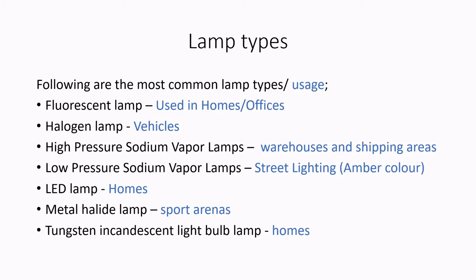And LED lamps, we all know, we use them in our homes. And metal halide lamps, these are the lamps we use in large sport arenas. Then we come to incandescent lamps. These are the lamps we used a few decades ago in our houses. Still they are available, very cheap, but not very efficient.